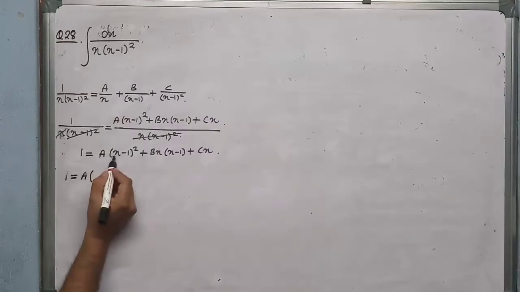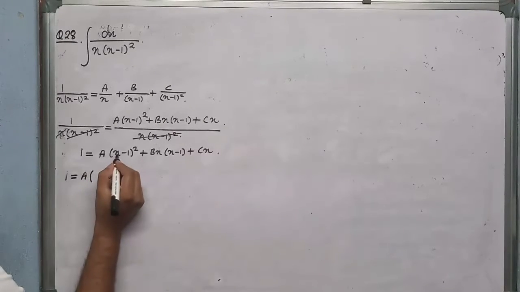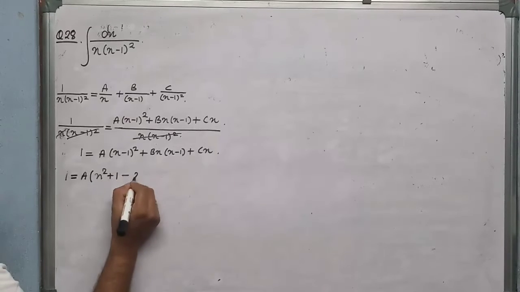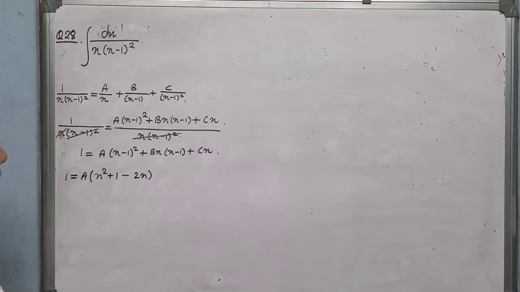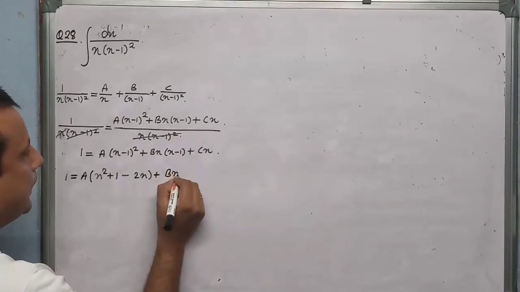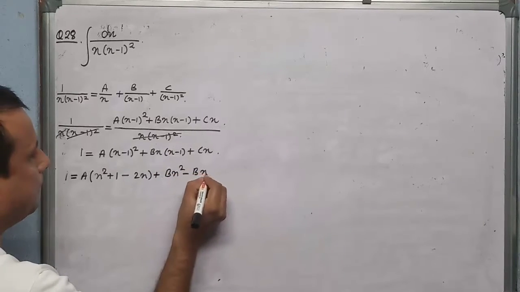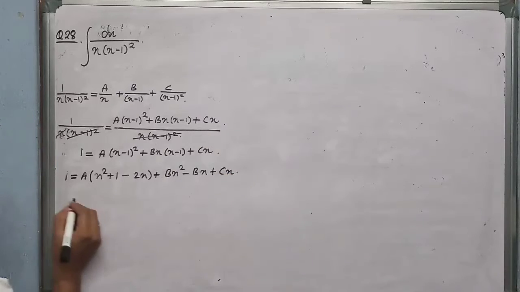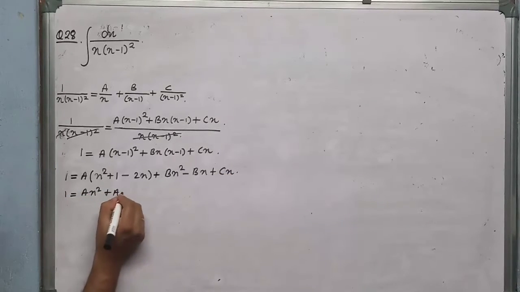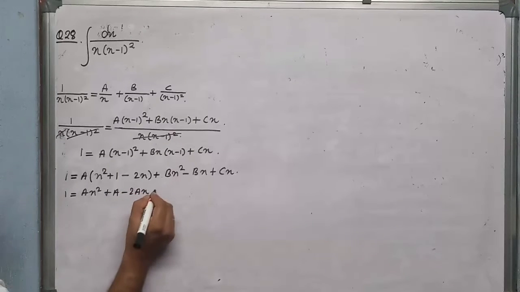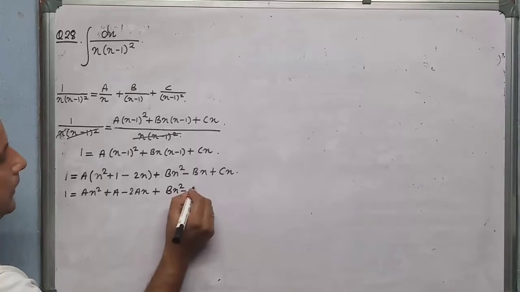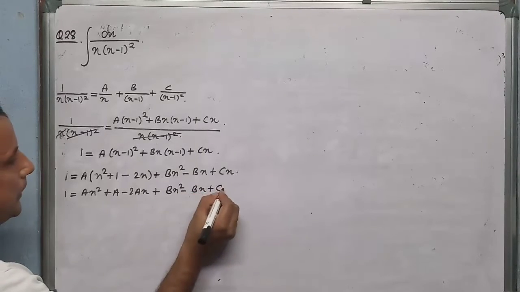Simplify this quantity. x minus 1 whole square means a square plus b square minus 2ab, plus bx into x is x square minus bx plus cx. Now 1 is equal to ax square plus a minus 2ax plus bx square minus bx plus cx.